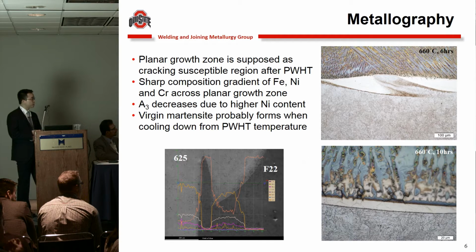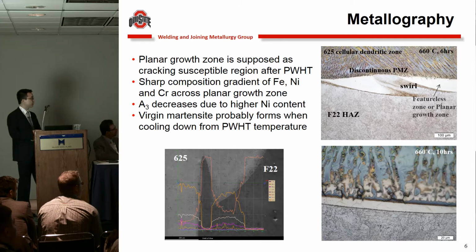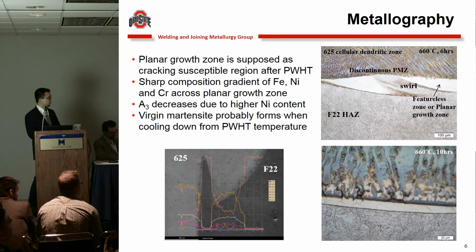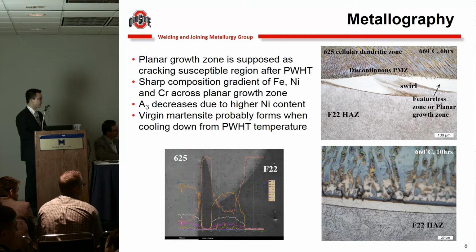This is a fusion boundary section with a swirl structure, and we can see the heat-affected zone, the cellular dendritic region, the swirl, and the planar growth zone, also called the featureless zone, because it always has no features. It's always white after etching. This section is a continuous partial mixed zone because there is no swirl structure.